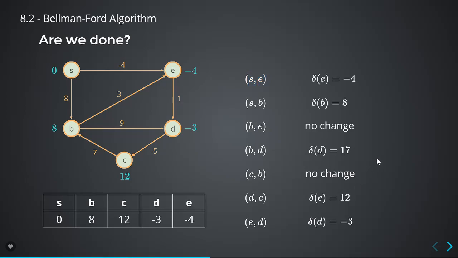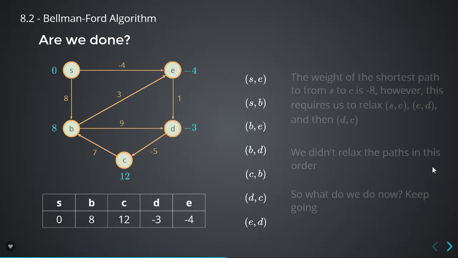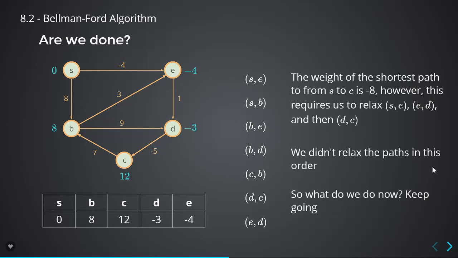So just get used to the idea of path relaxation, and know why doing the relaxation in a different order will matter, because that's the main crux of this algorithm. Okay. So right now we are done with the first iteration. We're going to do this again, right? Let's keep on going.